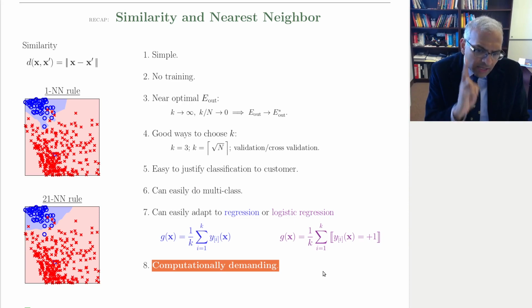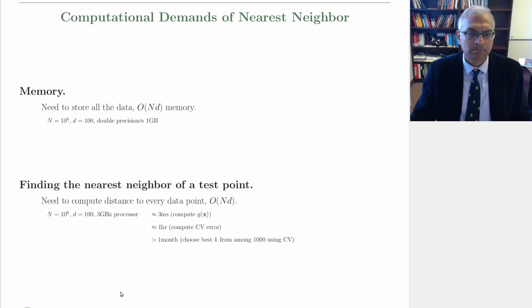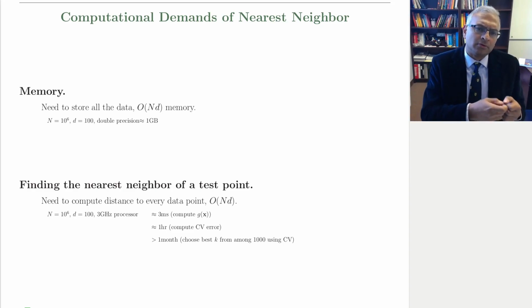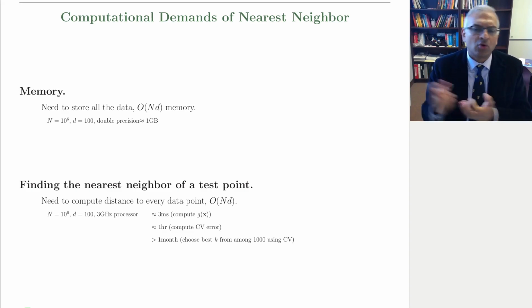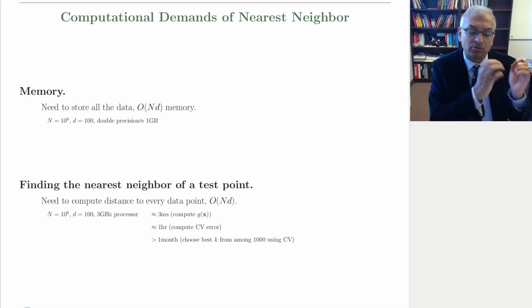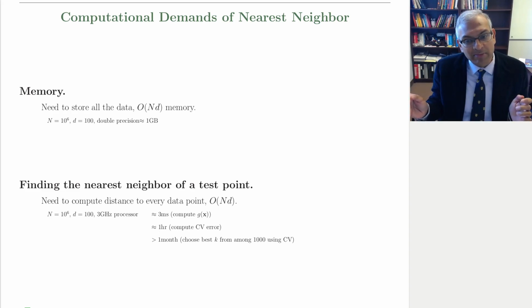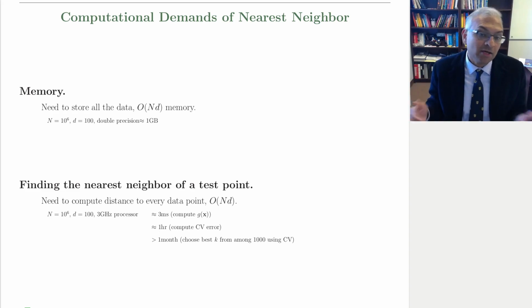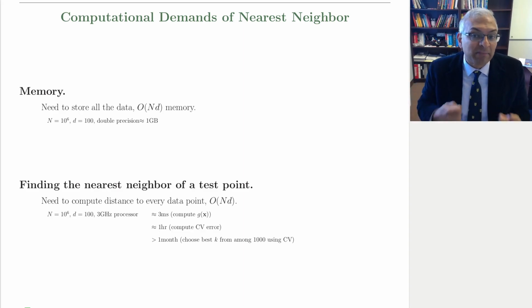And there are 2 types of computational demands. So the 2 computational challenges are basically memory and efficiency. So memory, why? Because there's no training. To classify a new test point, you need to compare with all the data. Okay? And so you need to be carrying around as baggage the entire data set. Okay? And efficiency, why? For the same reason. To classify a new test point, you need to find the nearest neighbor. So you need to search among all the data to find the nearest neighbor. And that's a costly task, especially if you have to do it many, many times.